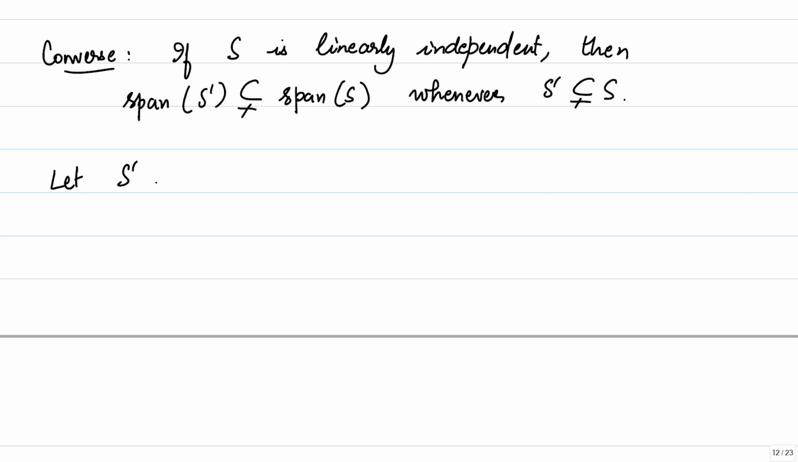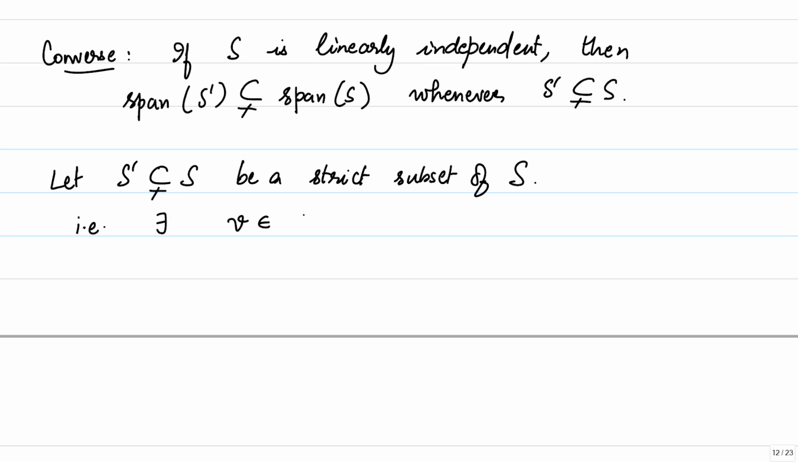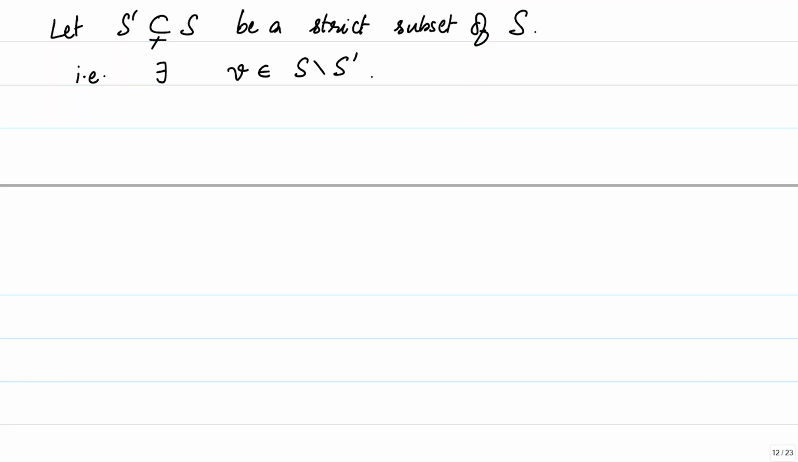So, let S prime be a strict subset of S. What does that mean? That means that there is some element small v in capital S which is not in S prime, i.e. there exists v which is in S minus S prime. Okay. So, my claim is that this v does not belong to span of S prime. So, let me just prove that claim. V does not belong to span of S prime.